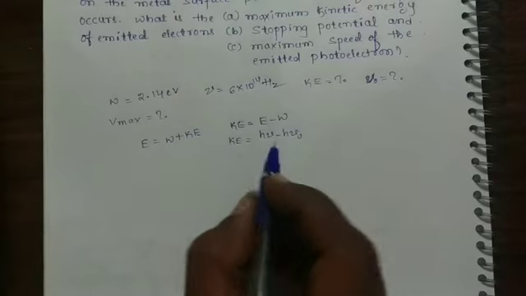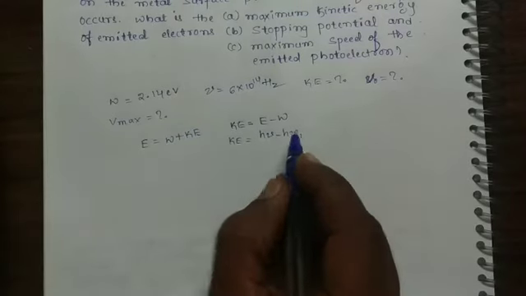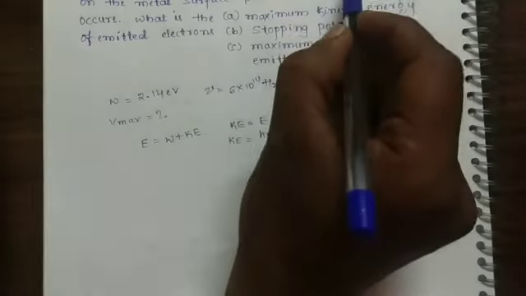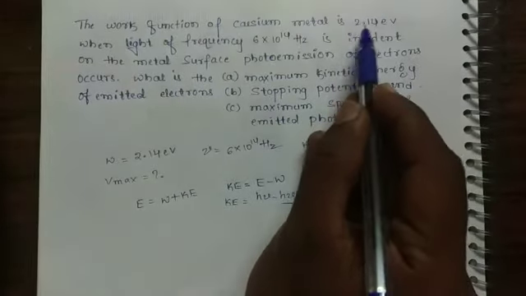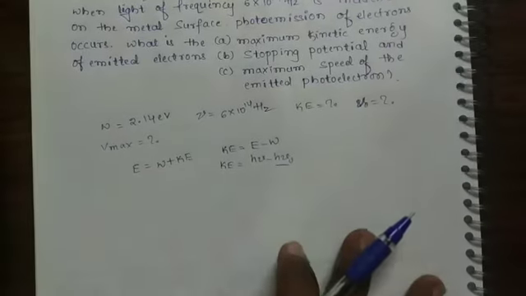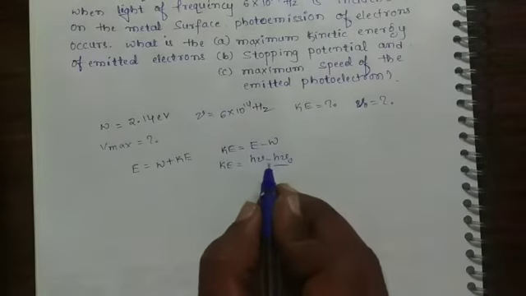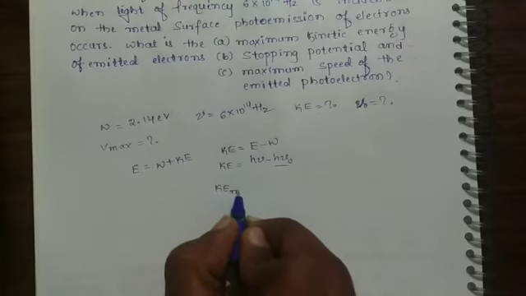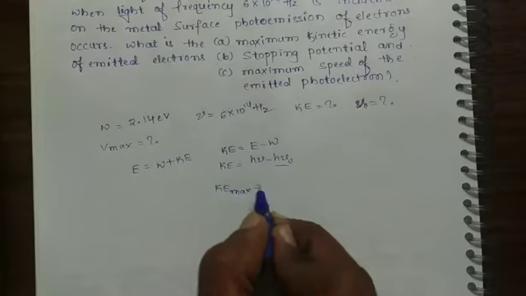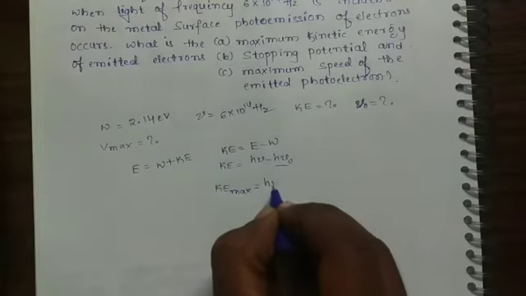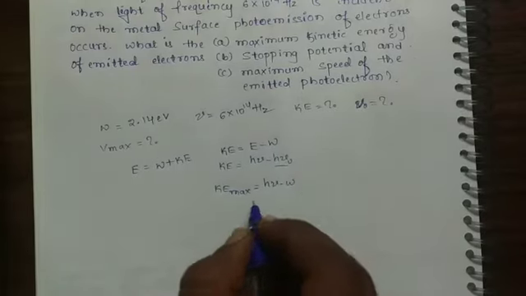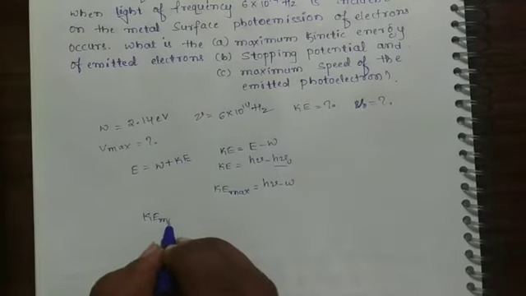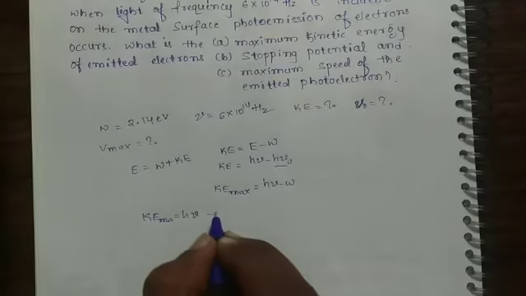Nu naught means the threshold frequency, but we don't need h nu naught, because the work function value is already given. So directly we use the work function value. So the maximum kinetic energy is equal to h nu minus the work function.